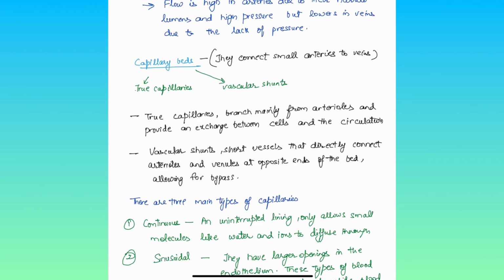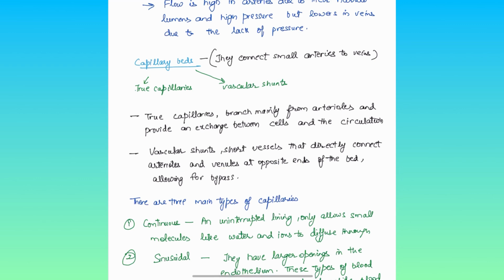Capillary beds connect small arteries to veins, and there are two types: true capillaries and vascular shunts. True capillaries branch mainly from arterioles and provide an exchange between cells and the circulation. Vascular shunts are short vessels that directly connect arterioles and venules at opposite ends of the bed, allowing for bypass.